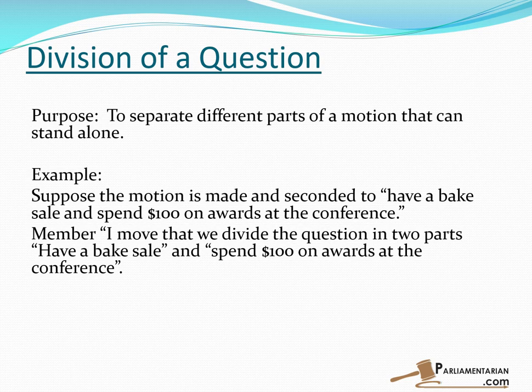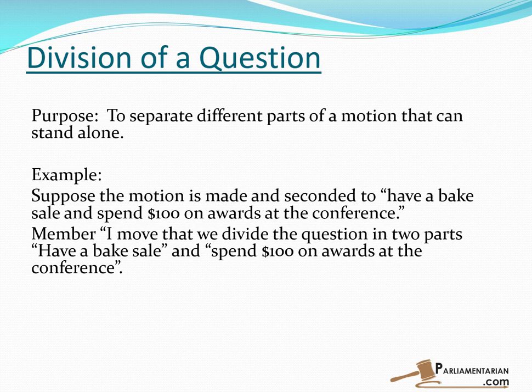So let's have someone say, the member says, after being recognized, I move that we divide the question in 2 parts, have a bake sale and spend $100 on awards at the conference. So what he wants to do, or she, is to have two votes, because maybe people will agree we should have a bake sale, but they don't want to spend money on awards. Or maybe people do want to spend money on awards, but they don't want to have a bake sale. So if everybody feels like they only want half of the motion, the thing could be voted down, even though some people may want to have a bake sale and some people may want to spend money on the awards. So it's better to divide it, and then people can vote on one thing at a time.